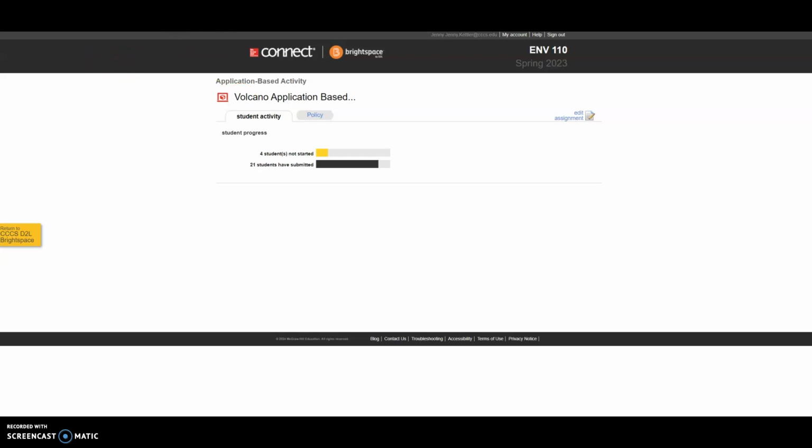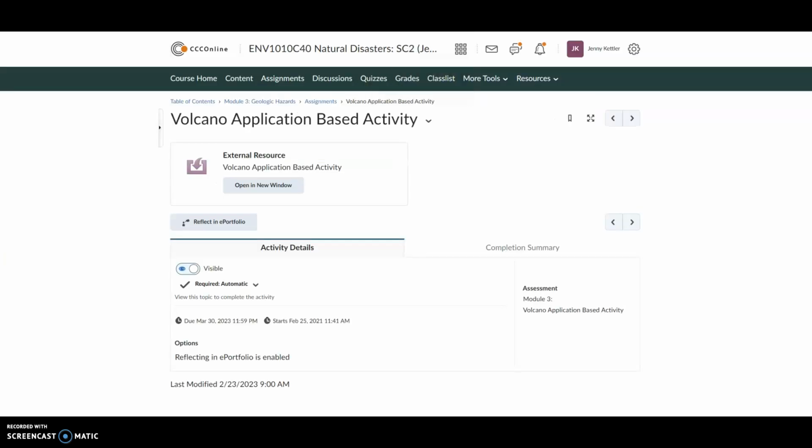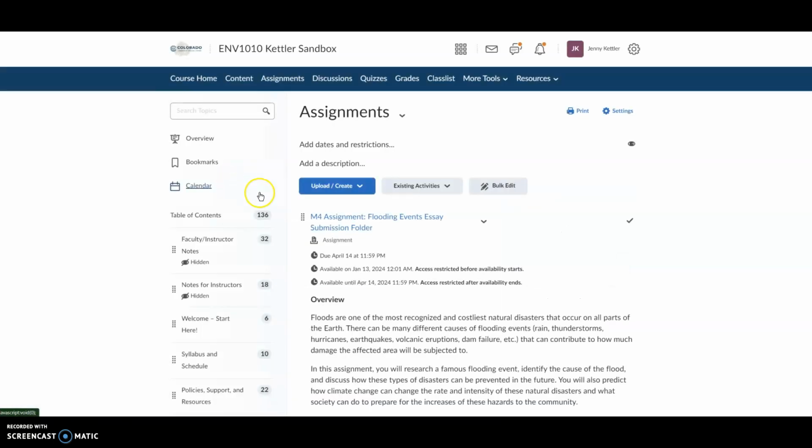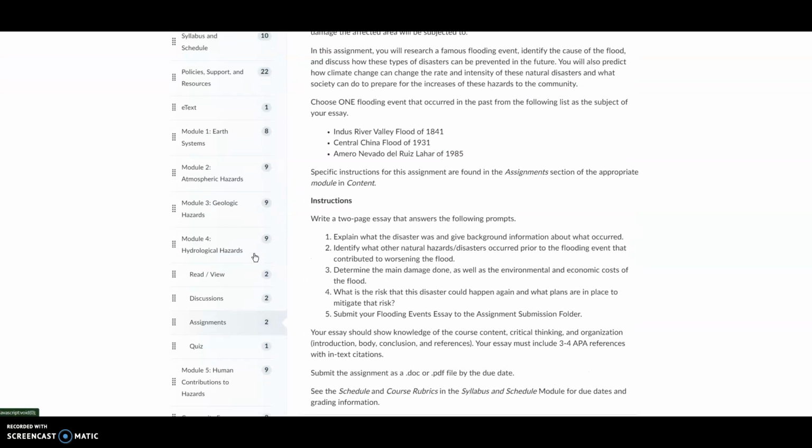And that is gone now. It's been replaced with something I've never seen before. Like I said, I taught this class for a long time, so I don't know if we're moving to this, if we're moving away from the application-based activities.